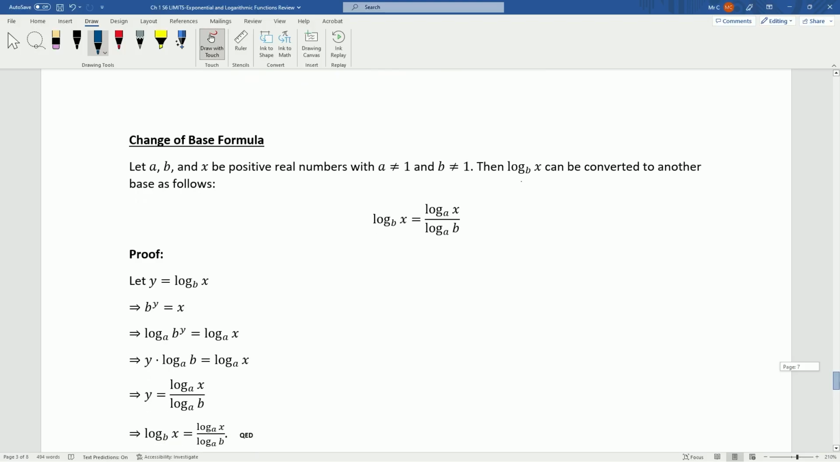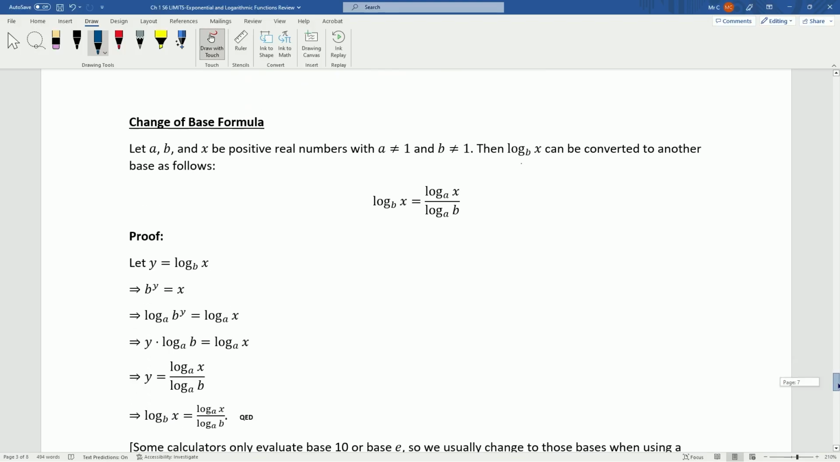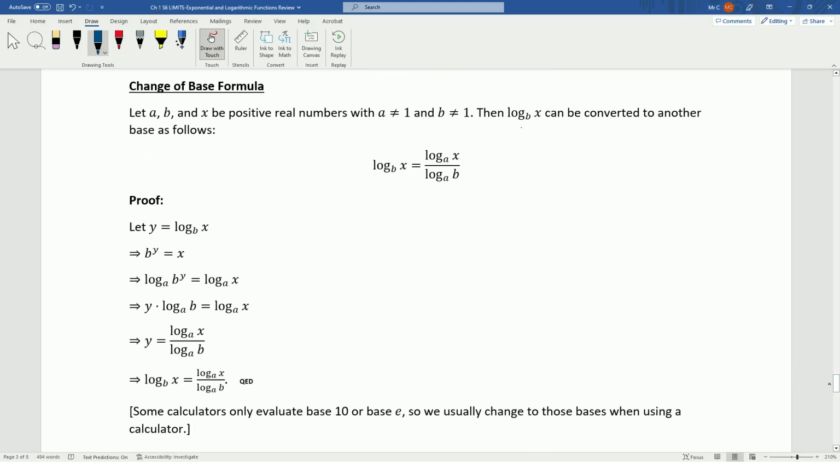Okay, so here's one more big topic, the change of base formula. All the change of base formula says is that for any logarithm, as long as a and b are not equal to 1, which should be kind of obvious because we don't define logarithms with bases equal to 1, then log base b of x can be converted to another base as follows. Log base b of x equals log base a of x divided by log base a of b.